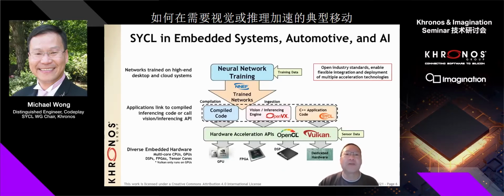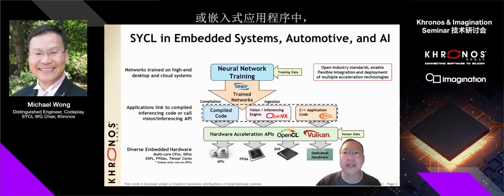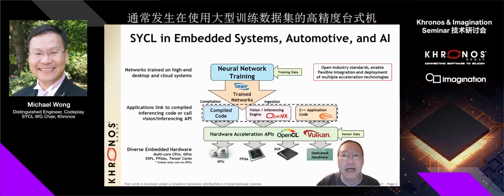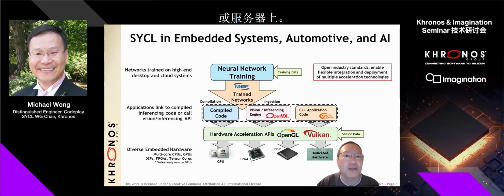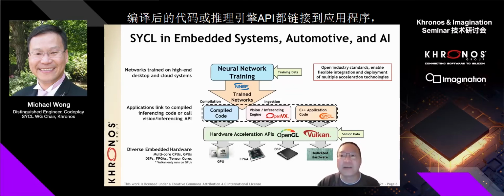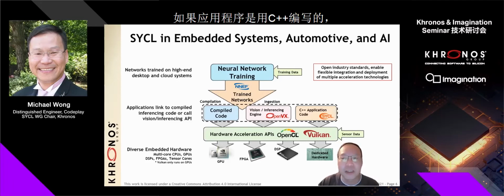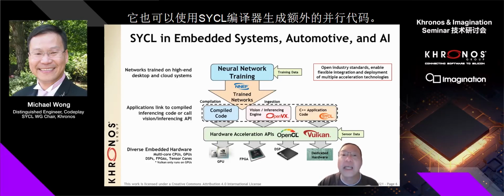So we see how Khronos standards can be used in a typical mobile or embedded application, needing vision or inferencing acceleration. Neural network training typically occurs on high-power desktops or servers at high precision, using large training data sets. The resulting trained network encapsulated in an NNEF or ONNX file can be imported into the target system in two ways, either ingested into an inferencing engine like OpenVX or passed into a machine learning compiler to generate code that executes inferencing operations. Either the compiled code or the inferencing engine API is linked into the application, which may also use the SYCL compiler to generate additional parallel code if the application is written in C++.